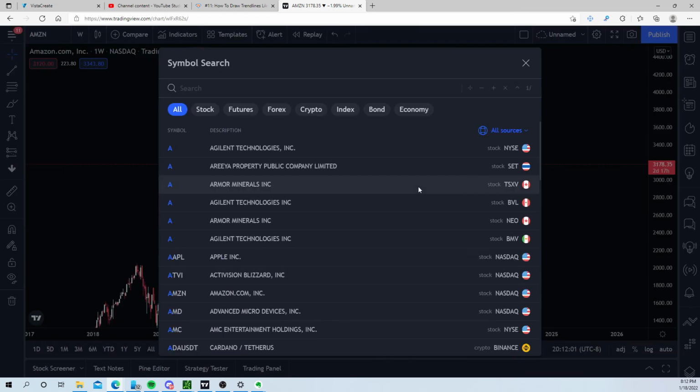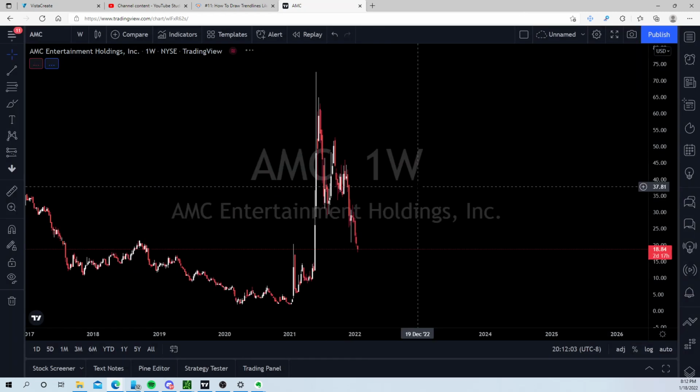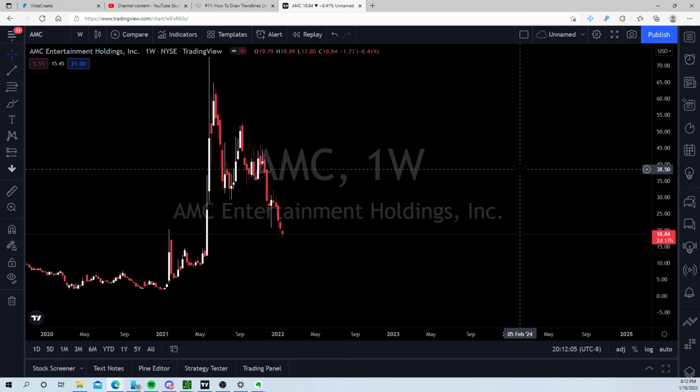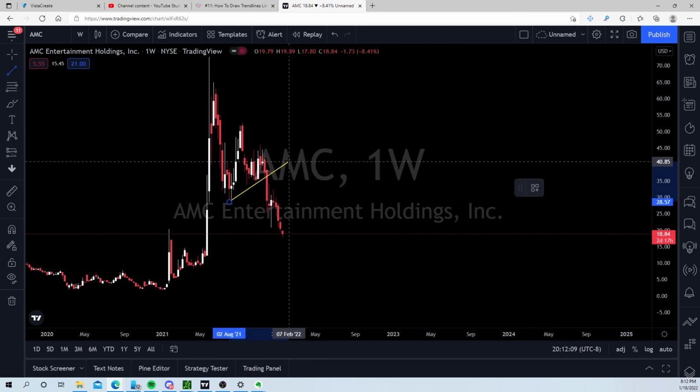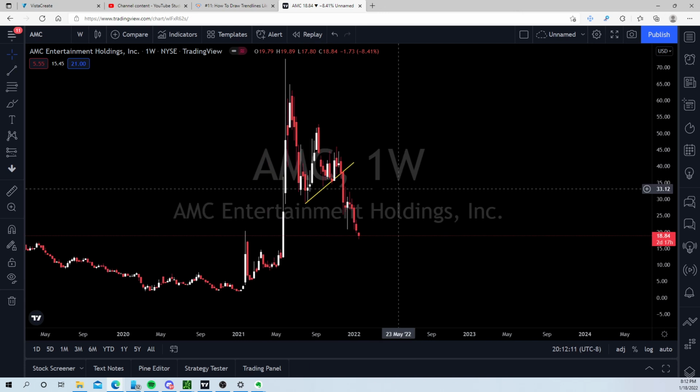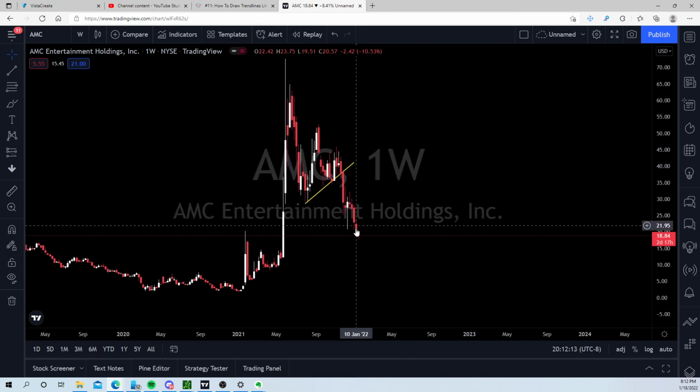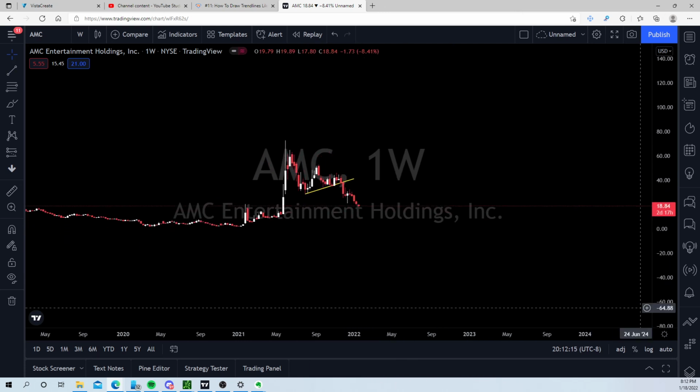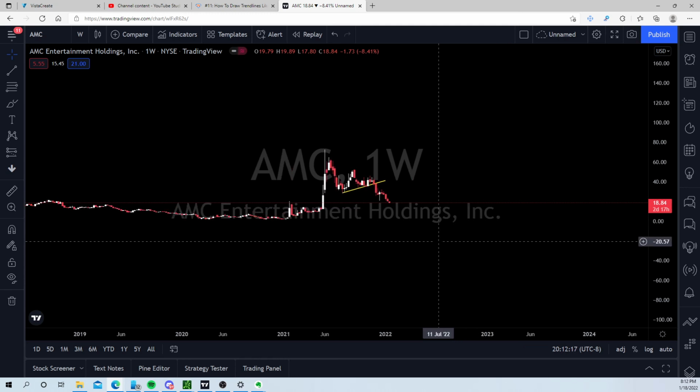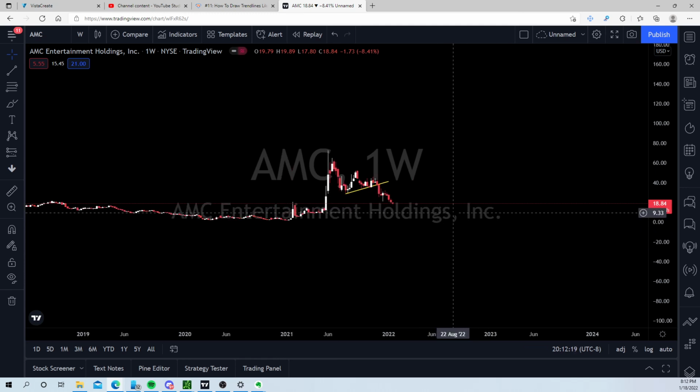Everybody's favorite stock. Oh, look at that. There was a trend right here, and look what happened. Broke under. So as it broke under, it went from 38 all the way to, oh crap, it's already $18. See? Bigger level, it broke.